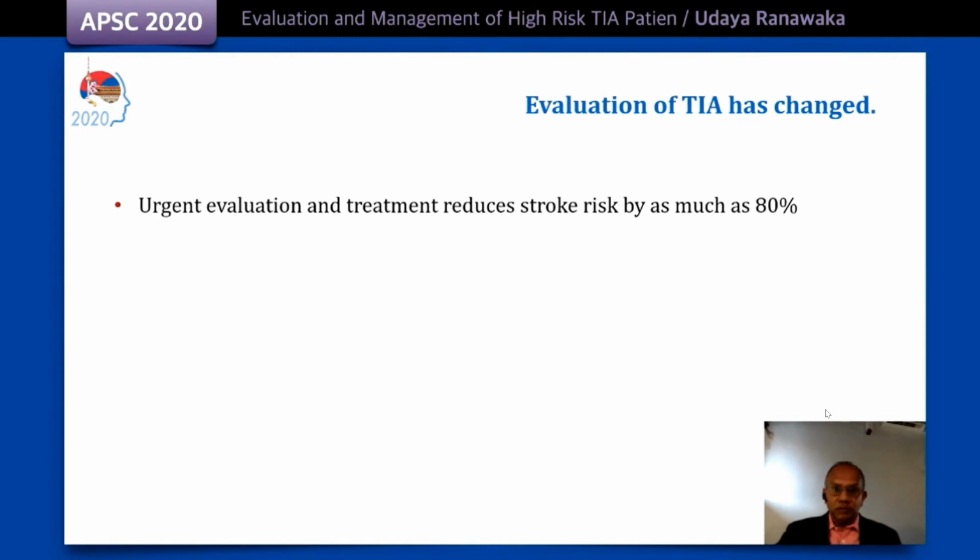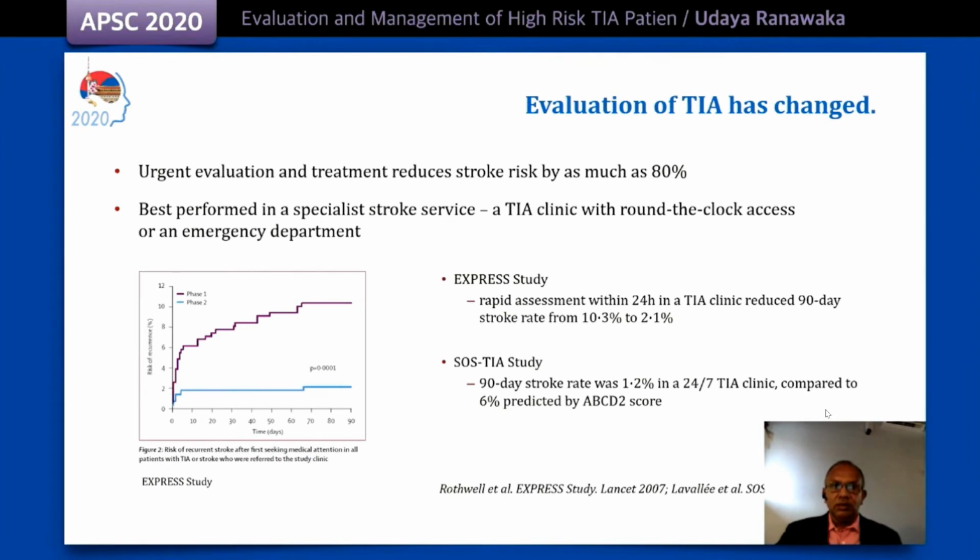As we noted earlier, we now know that urgent evaluation and treatment would reduce the risk of stroke after TIA by as much as 80%. And this urgent assessment is best done in a specialist service such as a dedicated TIA clinic with round-the-clock access 24 hours a day, 7 days a week. And these are two landmark studies, the EXPRESS study and the SOS-TIA study, both published in 2007, which have shown that the establishment of such rapid assessment clinics can lead to significant reductions in the stroke risk.